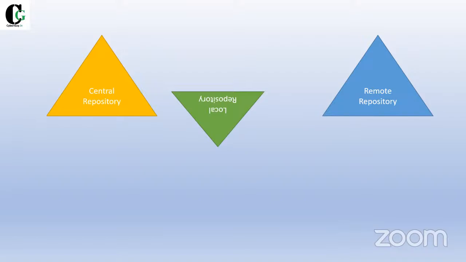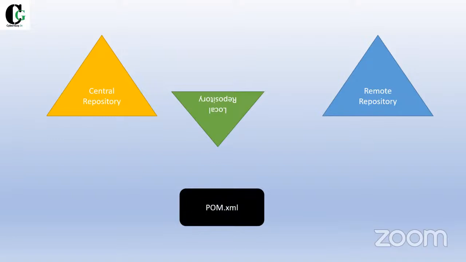And what is the next thing that we are looking for? We came to know these three repositories. With what is Maven going to communicate with these repositories? Very important thing. Don't forget this: through pom.xml. Okay, everything is there and settled. Now, what do we need to have? Why do we need all these things?